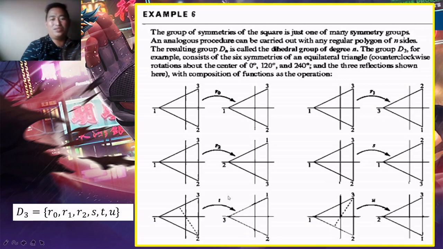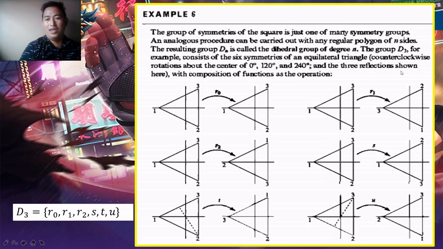Then you rotate it, however many times it rotates, and then also the reflections. That is rotation, and that is reflection, okay? The order is swapped. Now, the group D3, for example, consists of 6 symmetries of an equilateral triangle. So this is the D3 class.